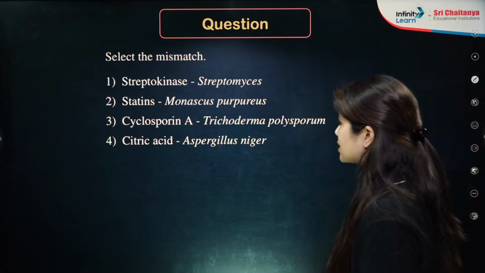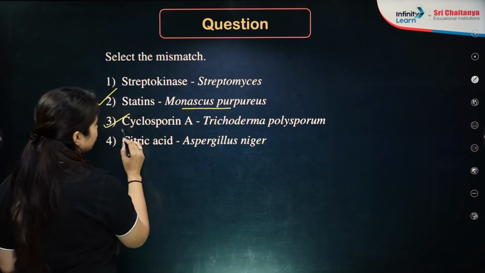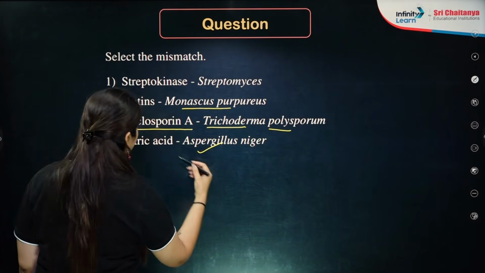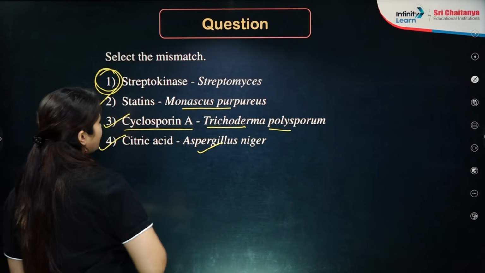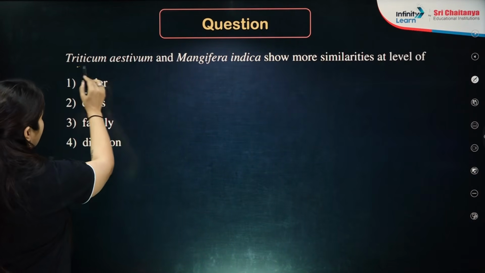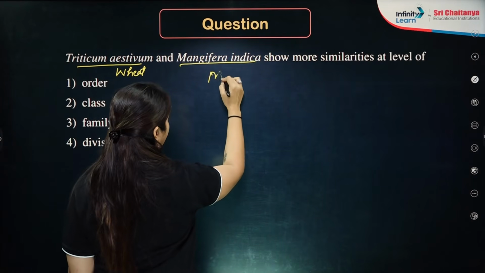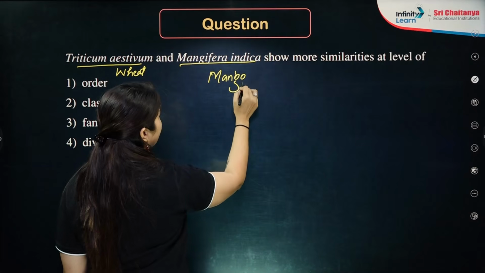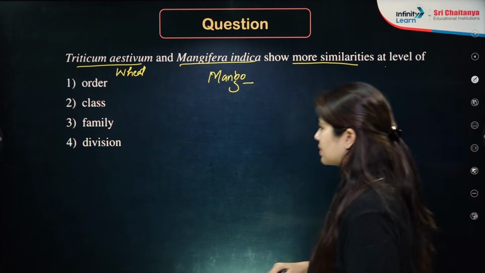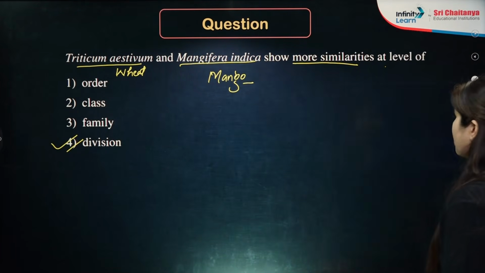Next question, select the mismatch. Statin, Monascus purpureus is giving rise to statin. Cyclosporin A is a product from Trichoderma polysporum. Citric acid from Aspergillus. Streptokinase, this is a mismatch, incorrect, hence it is your correct answer. Next question is Triticum aestivum, which is my wheat, and Mangifera indica, which is my mango. They both show more similarity at what level? So they both will be similar at division level, because one belongs to dicot, one belongs to monocot.